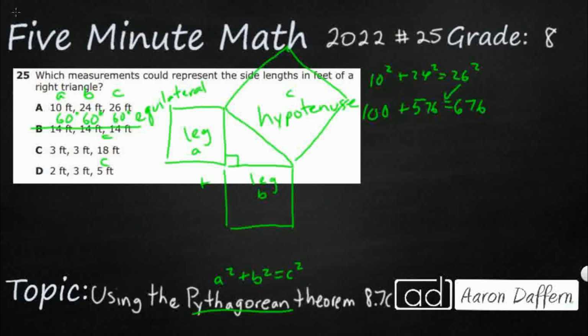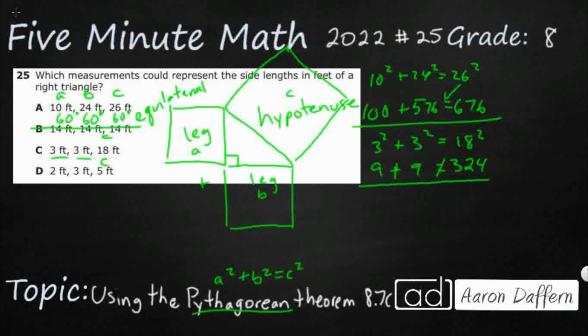Let's double check C and D. C could possibly be correct because it is possible to have a right isosceles triangle. This is isosceles because we've got two side lengths the same. So that's going to be 3 squared plus 3 squared equals 18 squared. Well, 9 plus 9 equals 18, so 9 plus 9 is definitely not going to make 18 squared. Let's see, 18 squared is 324. Does 9 plus 9 equal 324? No, that is incorrect.